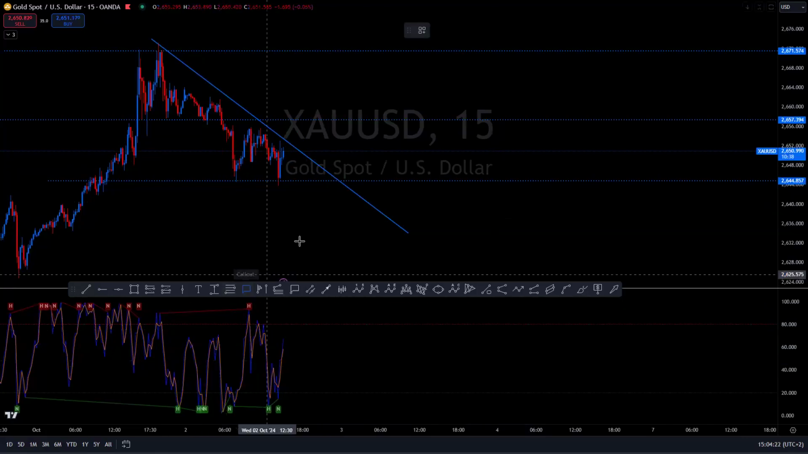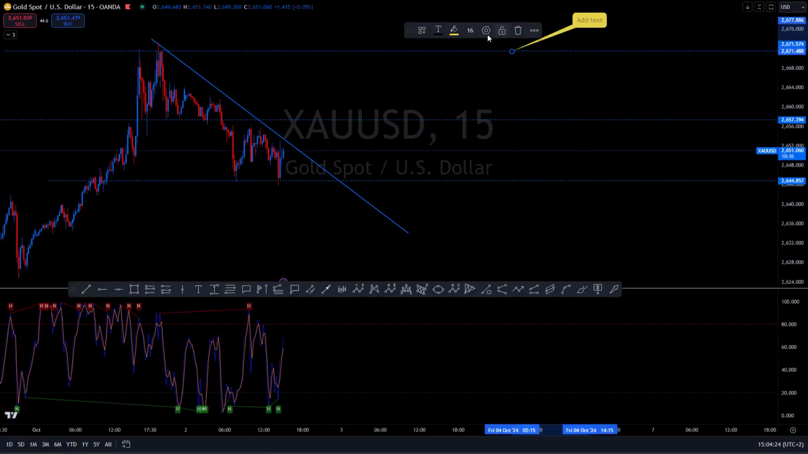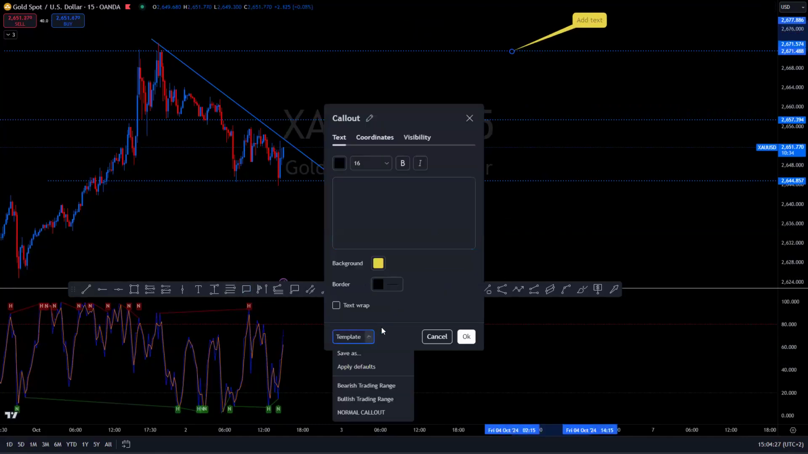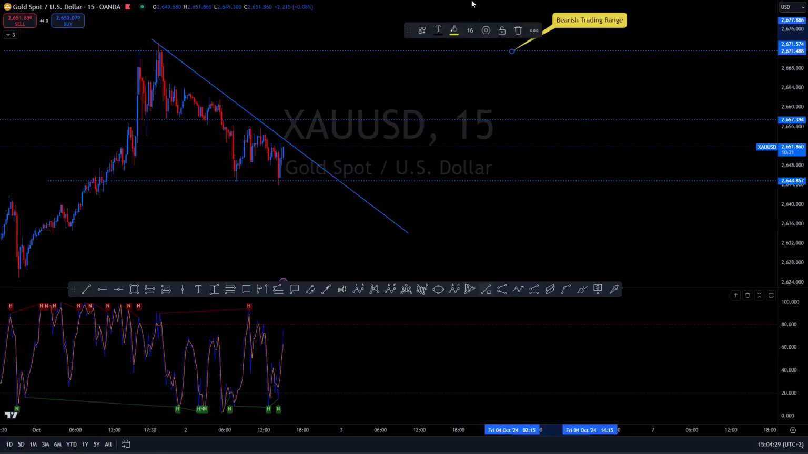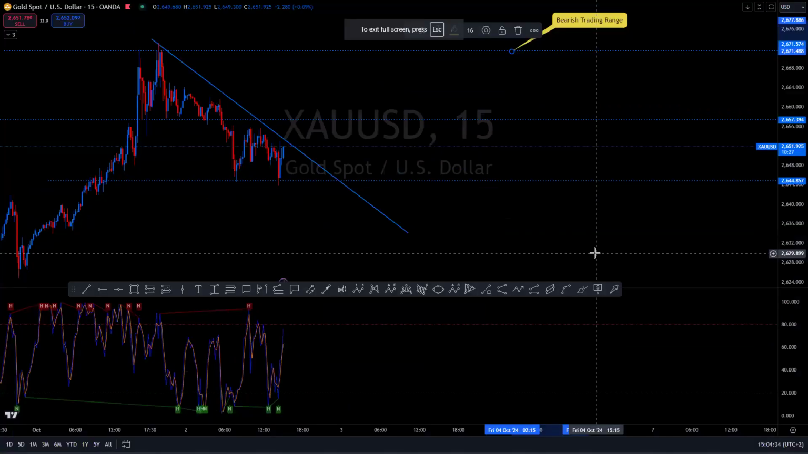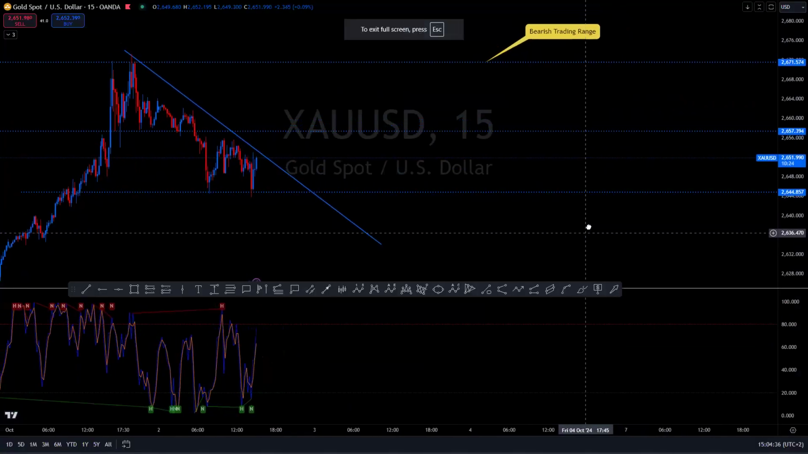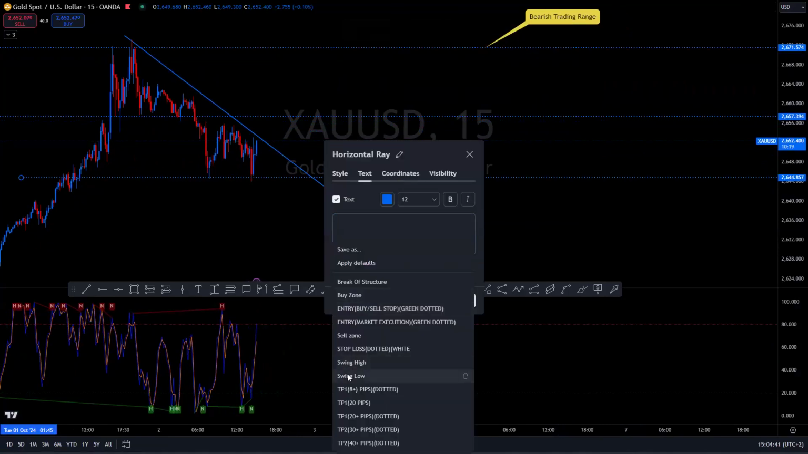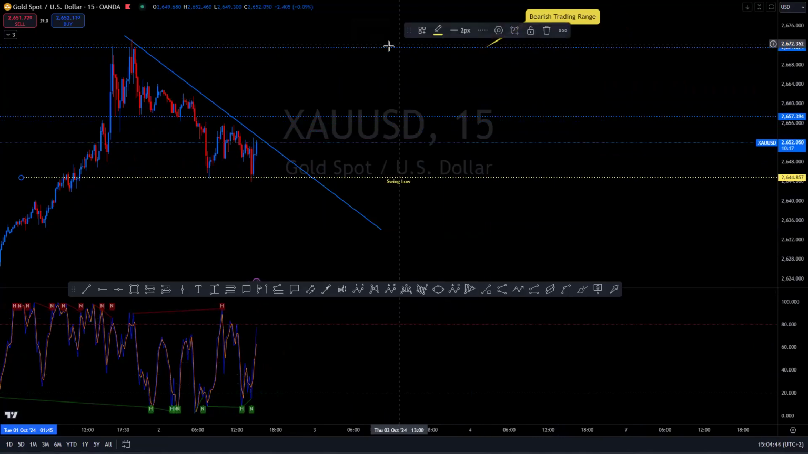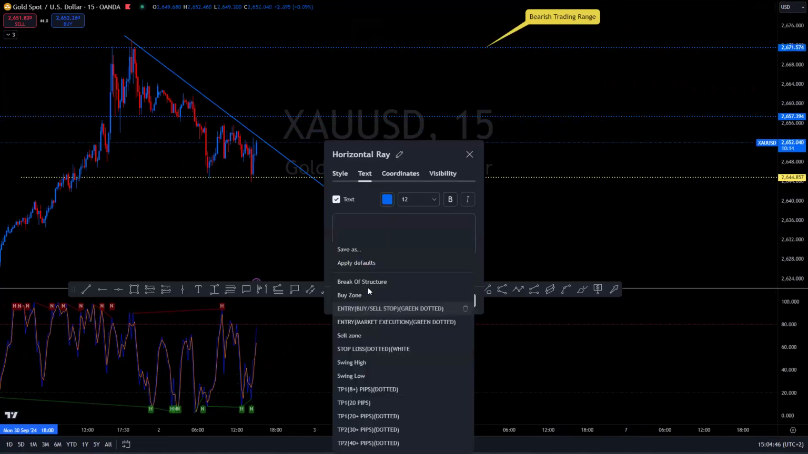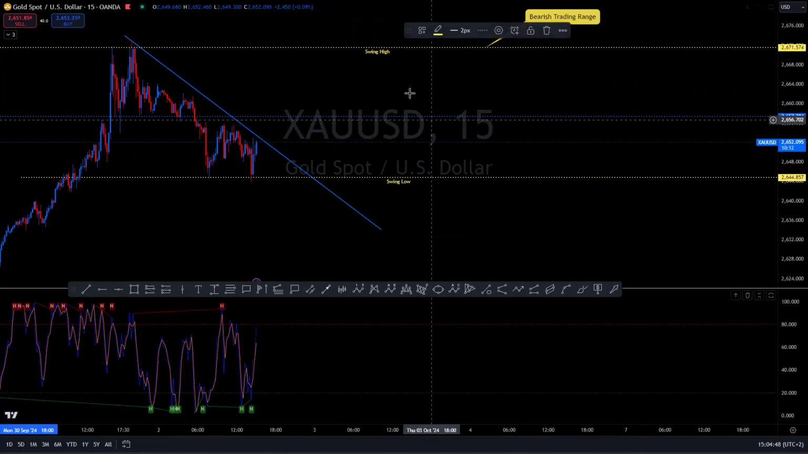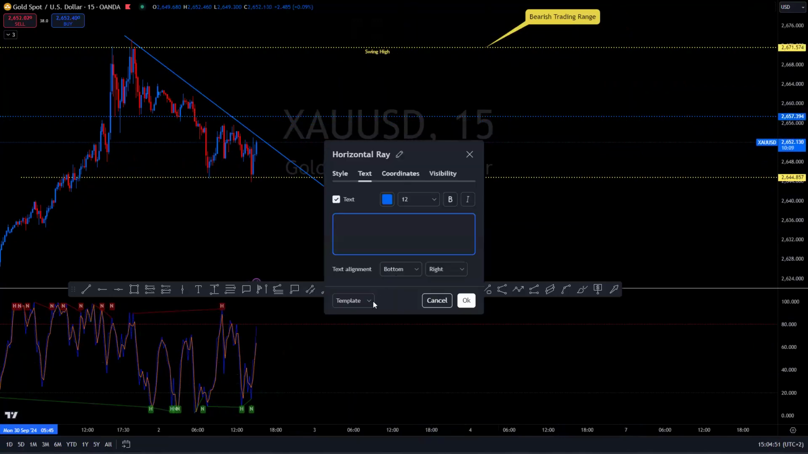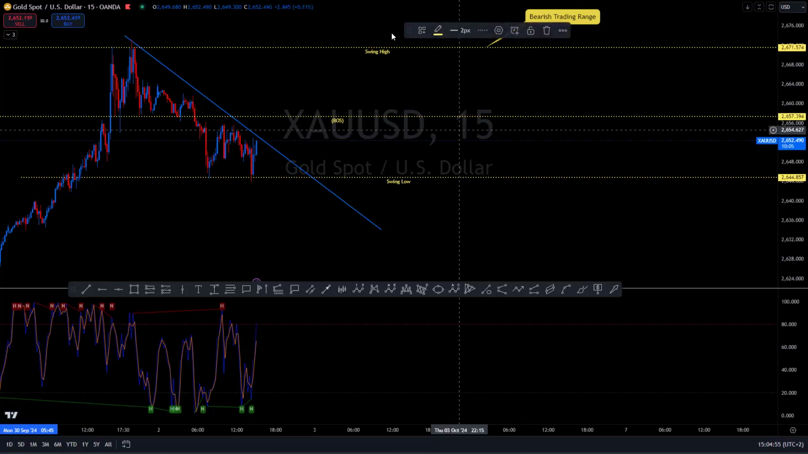Then we're going to label this as a bearish trading range. Then we're going to label this. This is our swing low. This is our swing high. And this is our breaker structure.